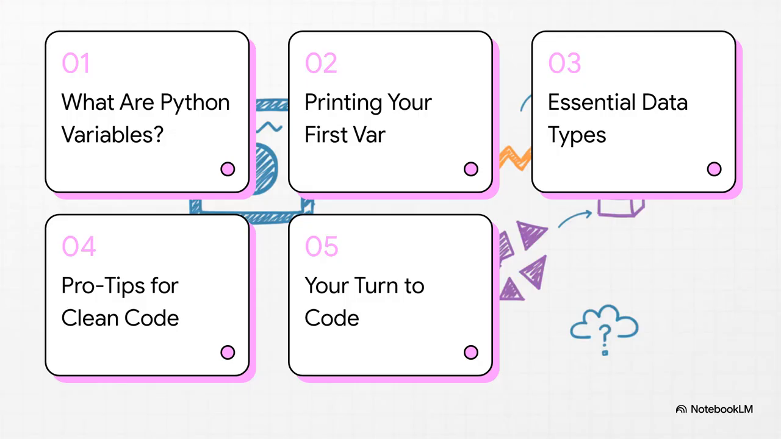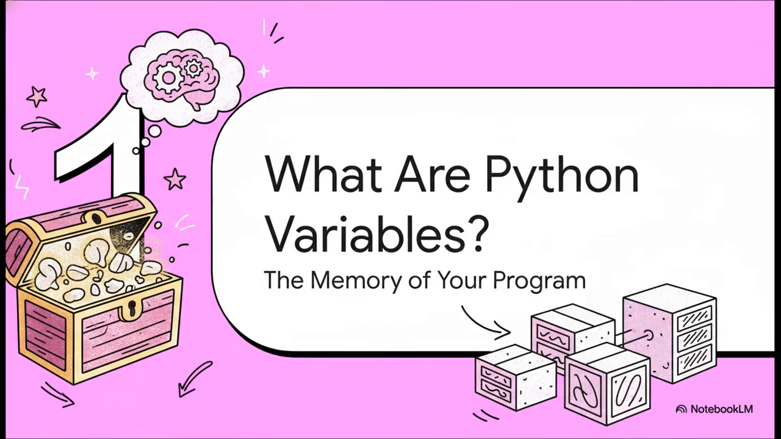All right, so here's the game plan. First, we'll talk about what variables even are and why we need them. Then, we're going to get our hands dirty and print our very first one. After that, we'll cover the 4 main types of data you'll be using all the time. I'll share a few pro tips to make your code look way cleaner, and then it's your turn to put it all into practice.